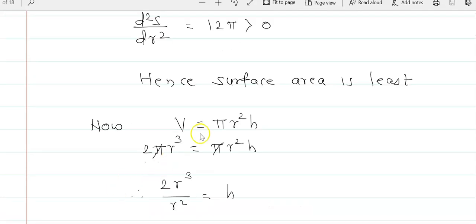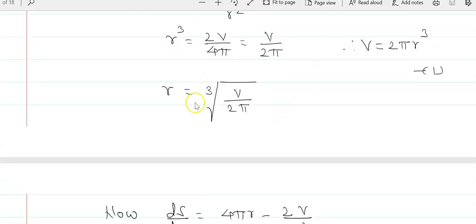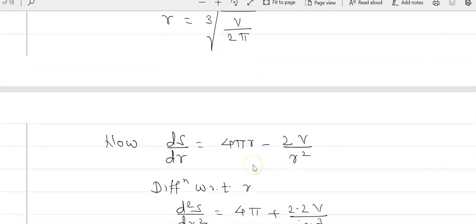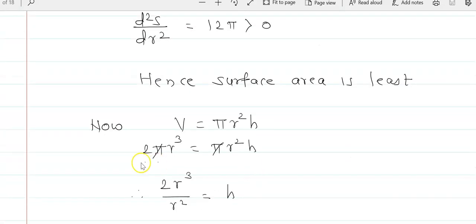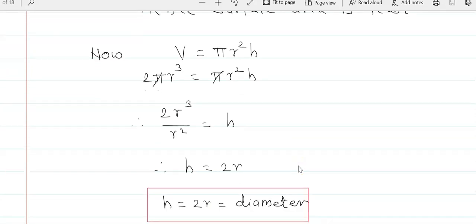Here we substitute the value of v that we have calculated before this. What is that value? The value from ds upon dr equal to 0. We get the value of v is equal to 2 pi r cube, and hence we are substituting here. And if we simplify, then you will get h is equal to 2r. Now we'll see again here.